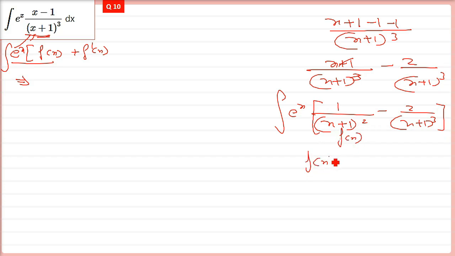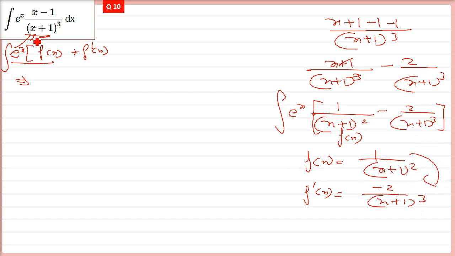So f(x), if you assume it to be 1 by (x plus 1) whole square, and if you differentiate this, f dash x will be negative 2 divided by (x plus 1) whole cube. So f(x), when differentiated, you get negative 2 by (x plus 1) whole cube. And when you have this formula now, and you have this f(x) and f dash x identified, you can directly go to the result, which is e raised x into f(x) plus constant of integration. So e raised x f(x) plus constant of integration. e raised x is already there, f(x) is 1 by (x plus 1) whole square. So you can just write this as e raised x by (x plus 1) whole square plus constant of integration.